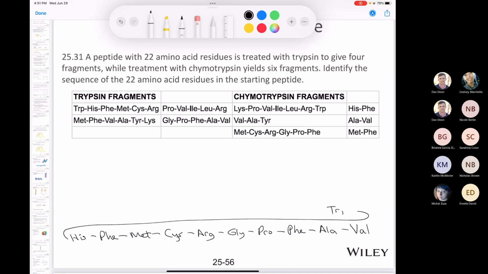So tryptophan, arginine, leucine, isoleucine, valine, proline.